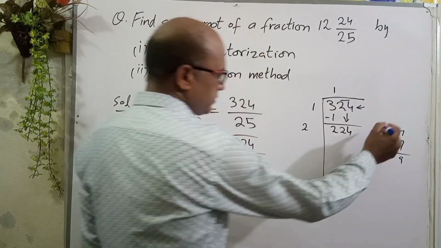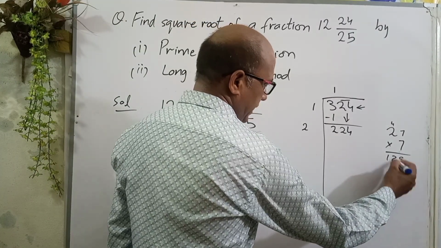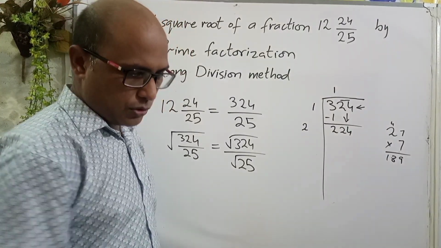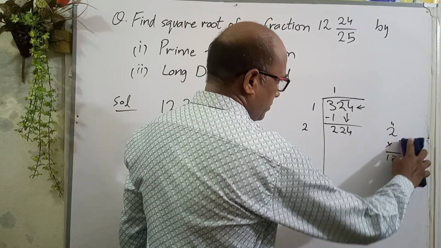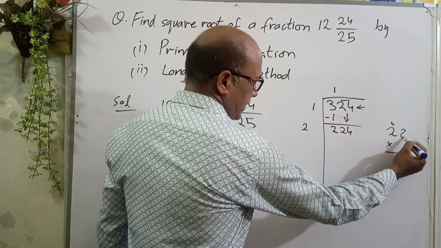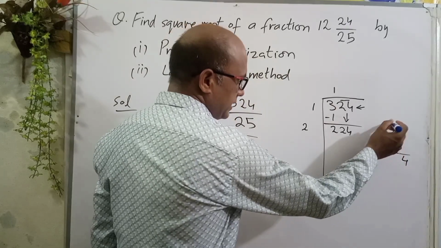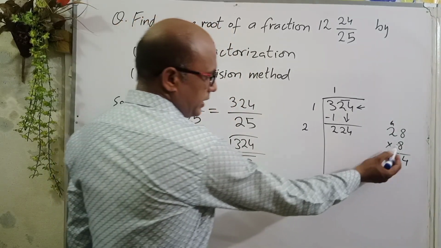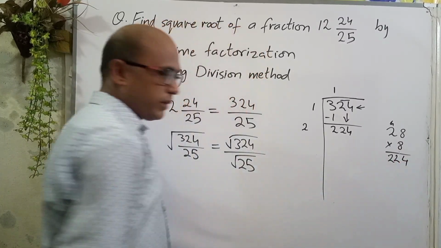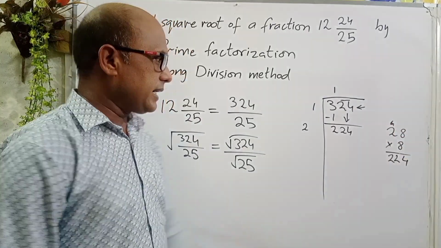7 sevens are 49, 4 carry over. 7 twos are 14 plus 4 is 18. So 1 8 4 is a smaller number. So students, we will try another one, a bigger one. Let's do it with 8. 8 8s are 64. 4 will be written, 6 is carried over. 8 2s are 16 plus 6, 22. So students, we have got the exact answer by using 8.